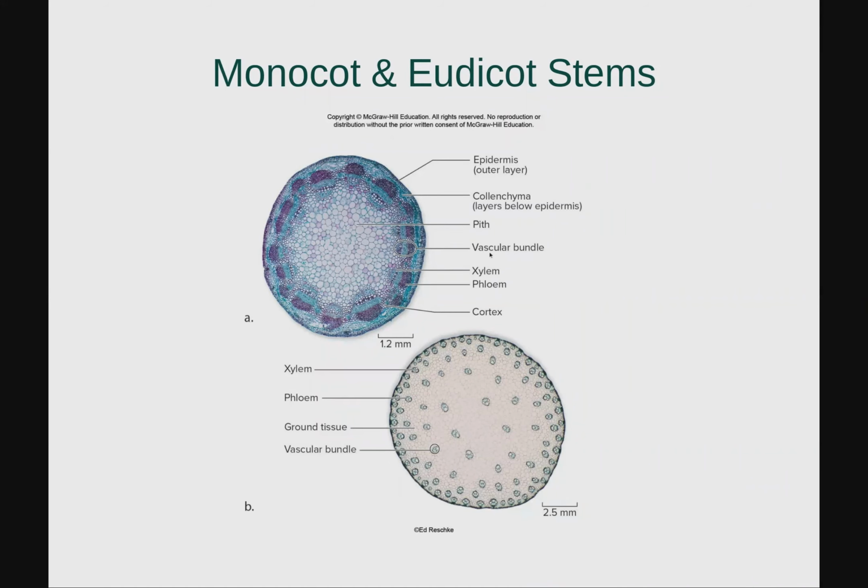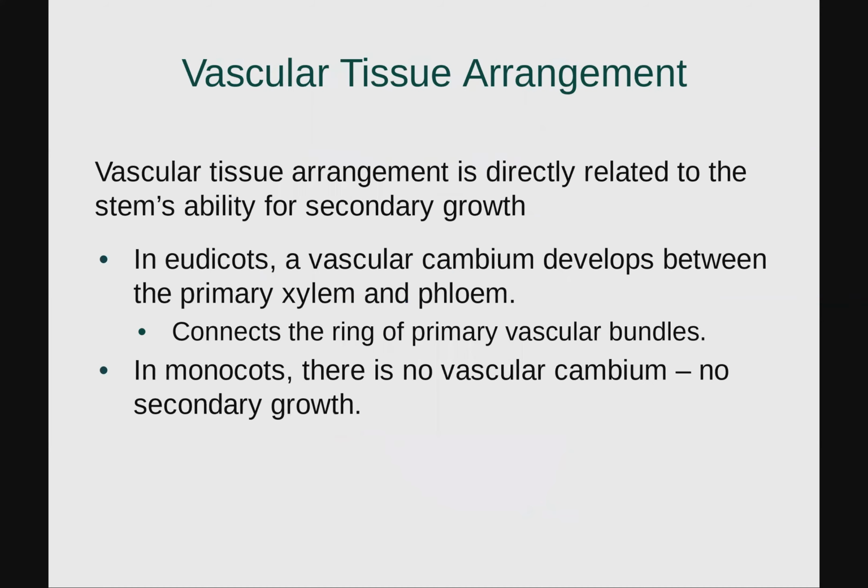So we have the eudicots here at the top and the monocots here at the bottom. Again, monocots are very simple: xylem, phloem, ground tissue, vascular bundle, epidermal layer on the outside. And again, the eudicots here at the top have much more structure, much more organization relative to the monocots.